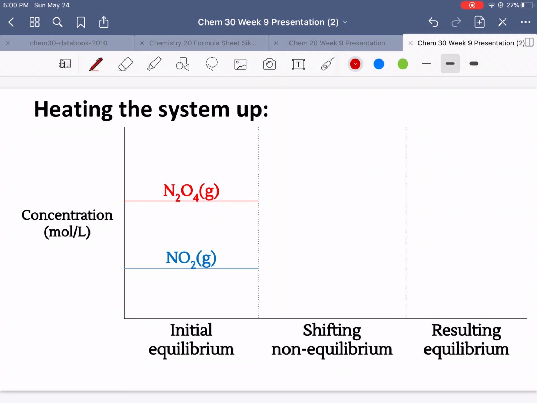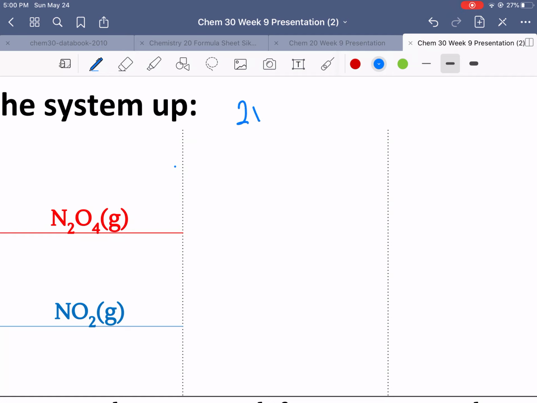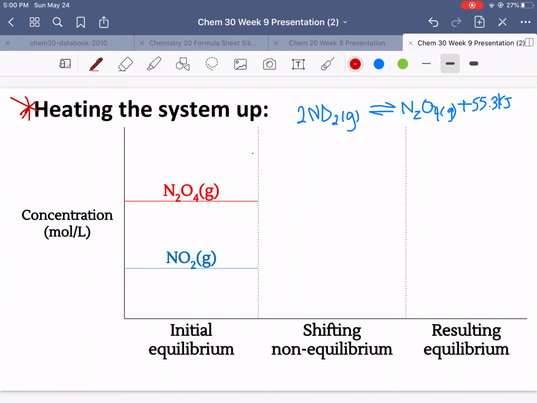All right, here we go. So our first case scenario is we're going to heat up the system, which means we're adding energy into it. To recap the system so that you have something to look at, and I usually do this so I can visualize it. 2 nitrogen dioxide gas is at equilibrium with dinitrogen tetraoxide gas, and I'm going to write the kilojoules in here. So plus 55.3 kilojoules. And there we have it. Now, heating up the system means that I'm adding even more energy. Remember what a system naturally does. If you add energy, it wants to oppose it, which means take it away.